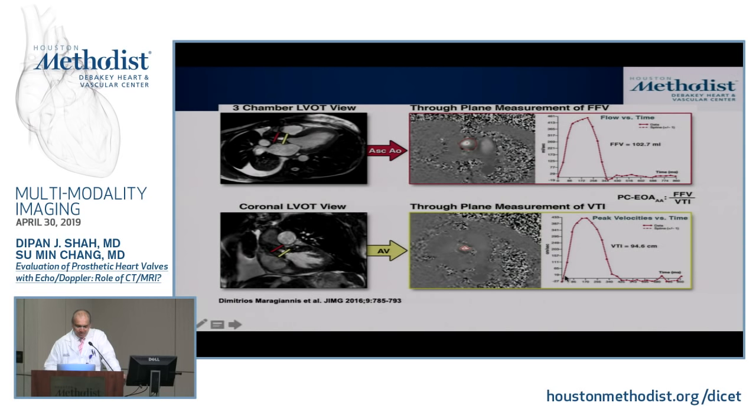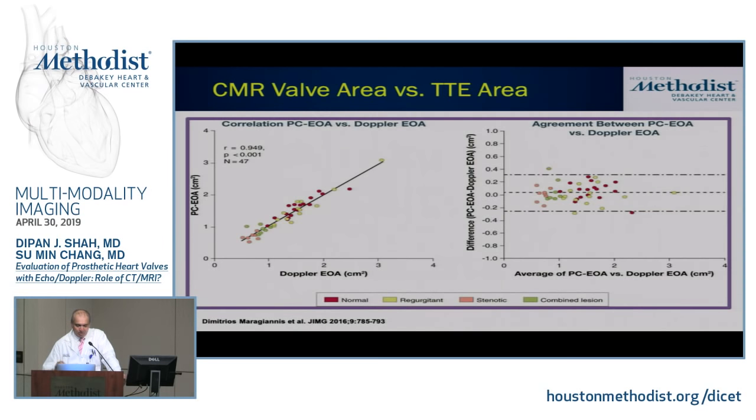And then if, instead of taking the peak velocity only, we actually take the curve of the peak velocity at every single phase in the cardiac cycle and integrate this area together, we can essentially derive what's equivalent to what's derived in echo when they talk about a VTI.